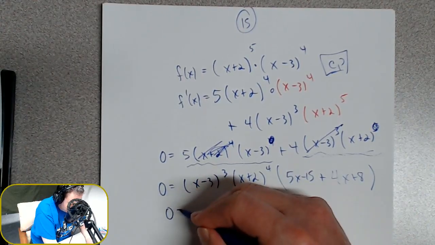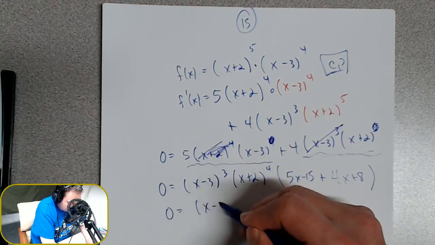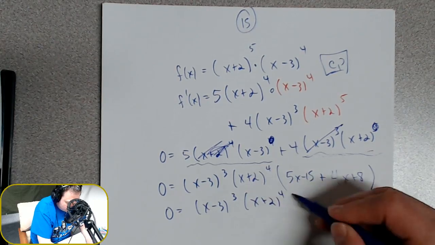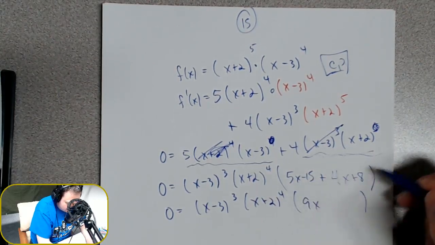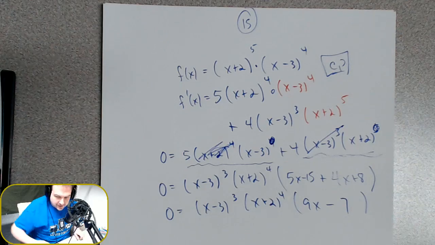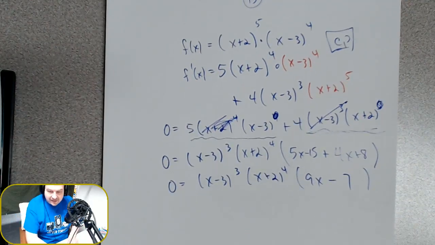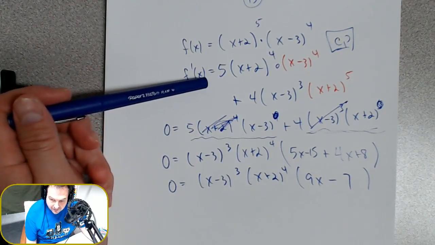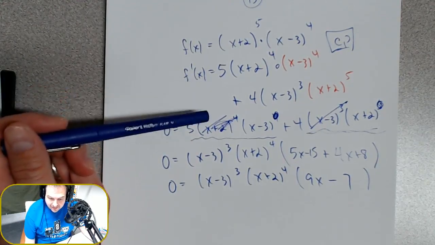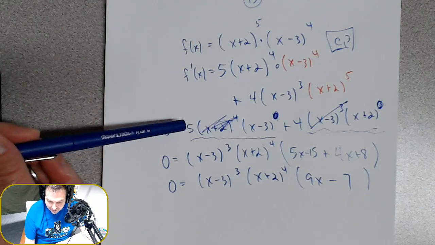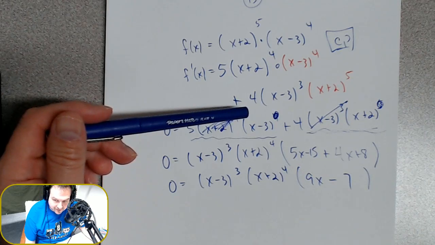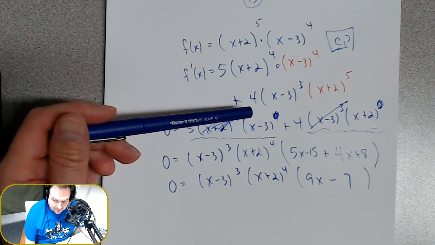So I have x minus 3, x plus 2 to the fourth, and then what's here? We got 9x minus 7. So there is the factoring. That's the hard part of this problem. I'm assuming product rule should be pretty easy. It's now, how do you solve something like that? Okay, you got to take out the greatest common factor, and the greatest common factor is the parentheses, the polynomial right there.